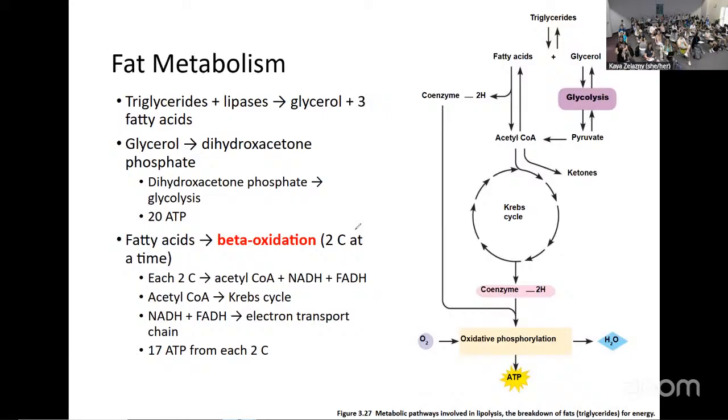We're chopping that fatty acid apart in little 2-carbon blocks. And each of those 2-carbon blocks is going to get converted into acetyl-CoA. Okay. Now we can do the rest of our process pretty normally. So that acetyl-CoA goes into our Krebs cycle. So we're going to be producing a lot of reduced electron carriers, right?